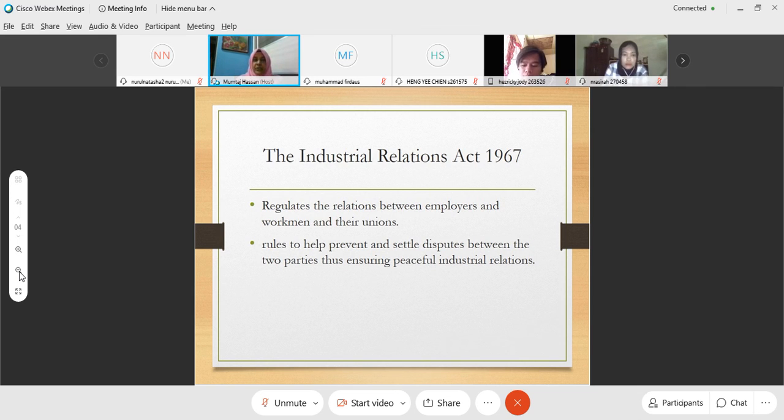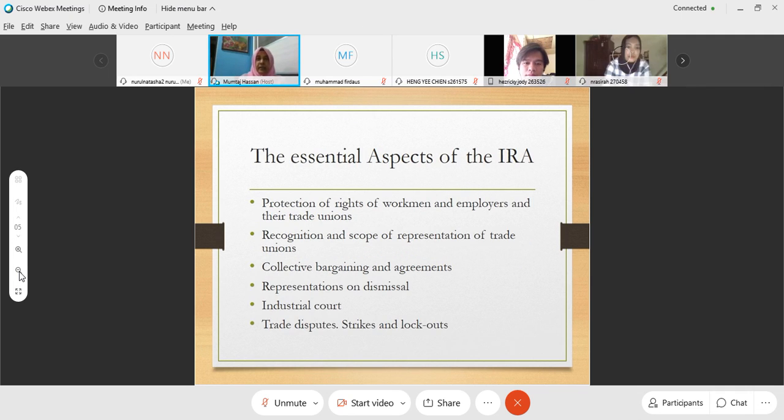This act regulates the relationship between the employer, the employee and the trade union. So we have one more party here: trade union, employer and employee. It also has to prevent and settle disputes between the parties, ensuring peaceful industrial relations. That means if there is any pertikaian perusahaan, there is a procedure for how to settle the dispute between the employer and the employee.